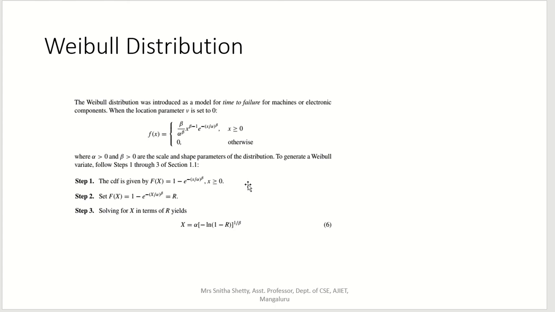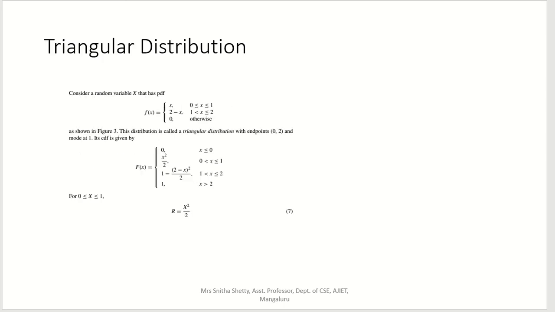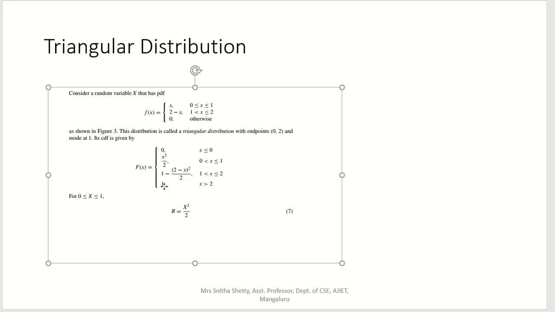So we studied the exponential distribution, the uniform distribution and the Weibull distribution. Now let's move to the next distribution, that is the triangular distribution. So what is a triangular distribution?